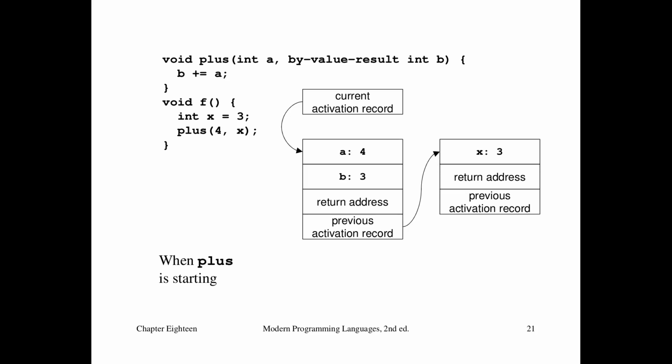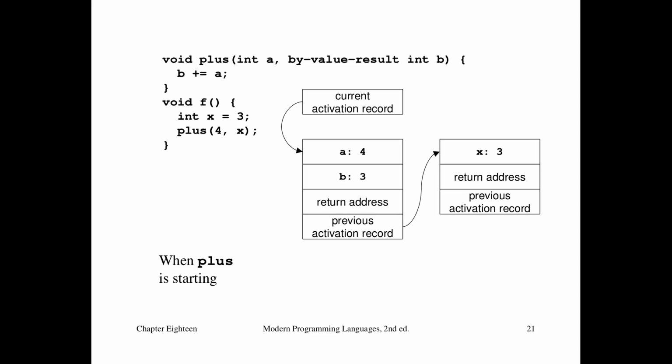So if we have the same plus, now this time we have only two values. One is the integer A, which is a by value, and then we have the by value result B, which we're going to do a plus equals to. So we're going to use the value of B, add it to the value of A, and then reassign it to B. So when we call F, we create an integer X that's equal to 3. So that gives us an L value, right? X is a variable that we can assign to, but it also has the value 3. So when we call plus, we copy in the value 4 into A, and then the location X into B. So this then gives B a value of 3 and A a value of 4.